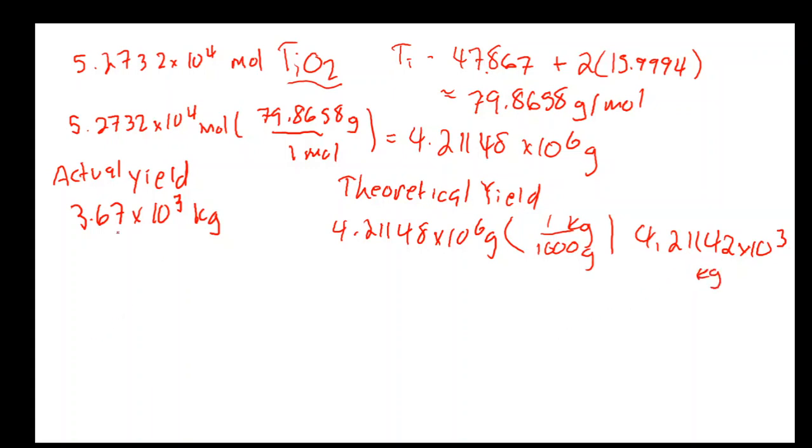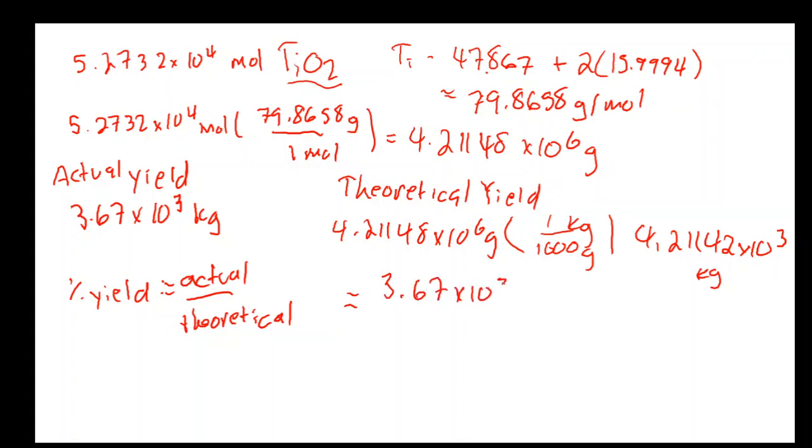So then remembering that our formula for percent yield is equal to our actual divided by our theoretical. So in this case, we have our actual yield and our theoretical. So then we'll just punch those in. So we have 3.67 times 10 to the 3 divided by 4.21 times 10 to the 3. And that gives you 0.87.